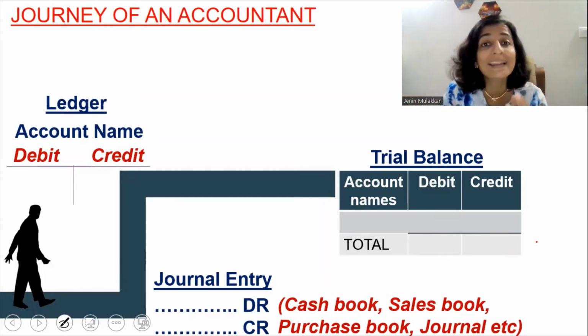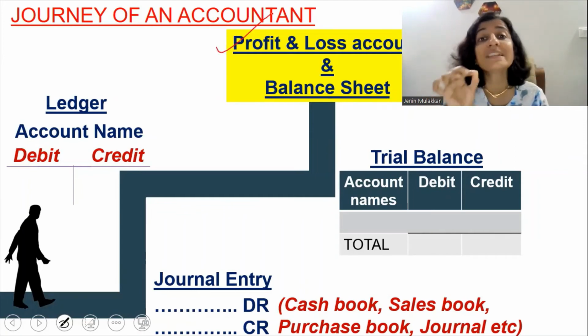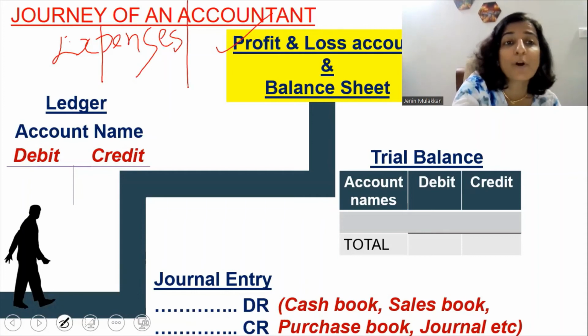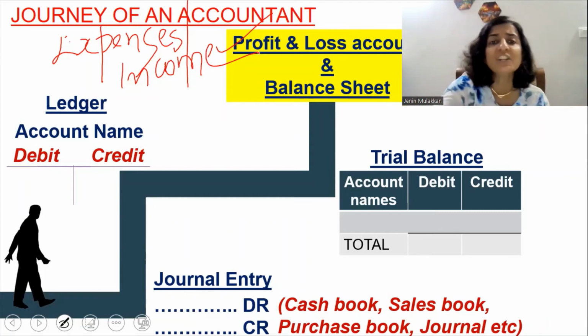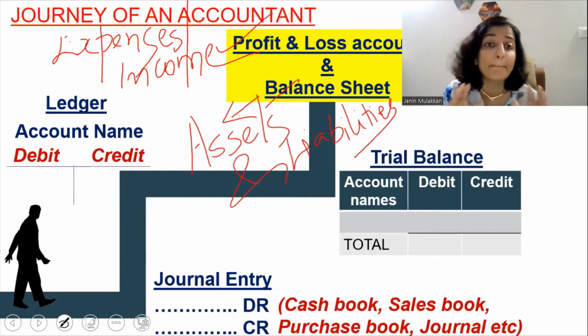Now, once the trial balance is extracted, the final step is to prepare the profit and loss account and balance sheet. Now, the profit and loss account is nothing but a statement which shows the profit or loss made by the business. So all the expenses and the income will come in the profit and loss account. Income minus expenses will give you the profit. And what do you mean by the balance sheet? Balance sheet is the statement which shows the position of the assets and liabilities of the business.